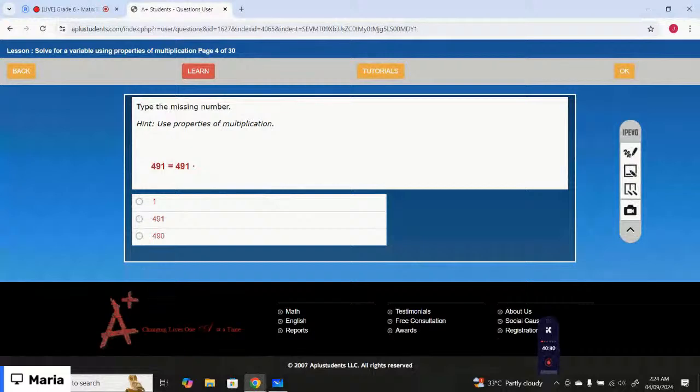Okay. Type the missing number. 491 equals 491 times which number is missing? You have to multiply it by 1, right? Because multiplying numbers by 1 gives exactly the same number. So 491 times 1 is 491. The missing number is 1. Got it?